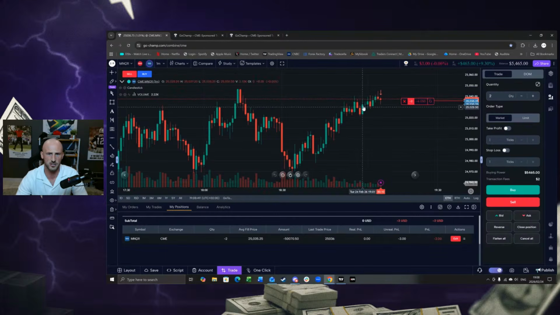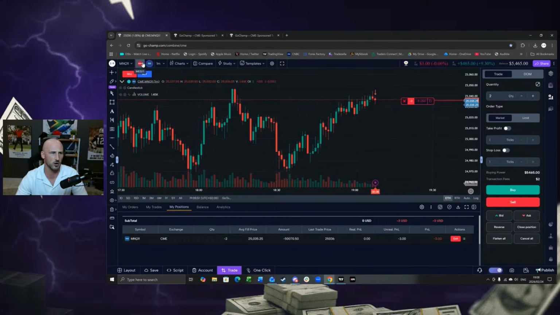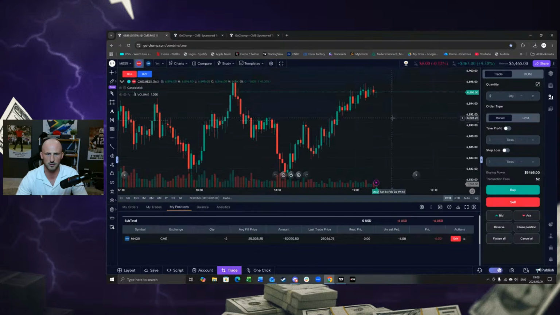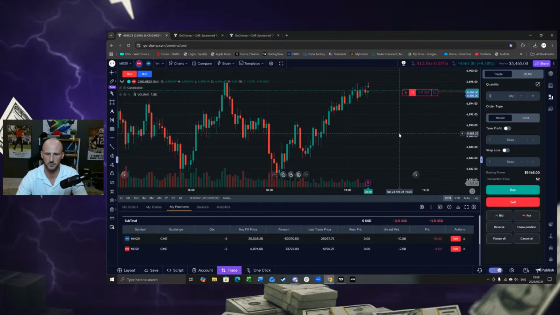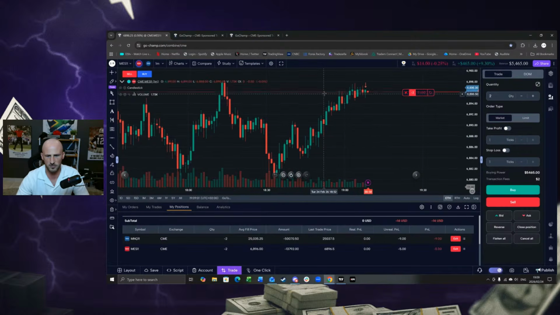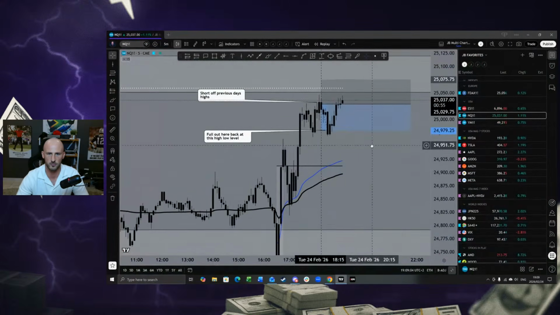I might actually just put a position on the ES chart as well. Let's go through to the ES chart. Let's sell 2 here as well and see if we can maybe capture a little bit of downward momentum. If not, then obviously I'll have to scratch for a loss. But I do like the level that we are trading off of. Previous day's highs, we're showing some resistance here. But let's go over some gold.